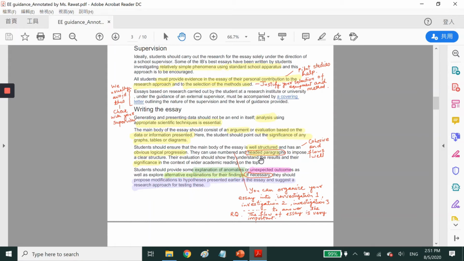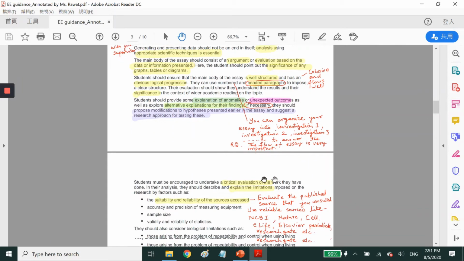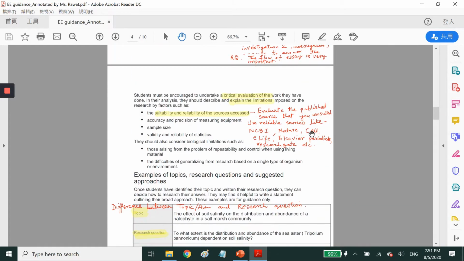So headings are very important, and they must be logical as well. And later on in criteria C, you will look into the evaluation. We will talk about it a little bit more, but you need to mention the source of your data. Is it reliable? And also the measuring equipment, so accuracy and precision. This relates to whether you have chosen a suitable apparatus with a suitable uncertainty.